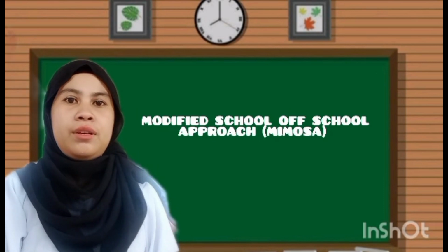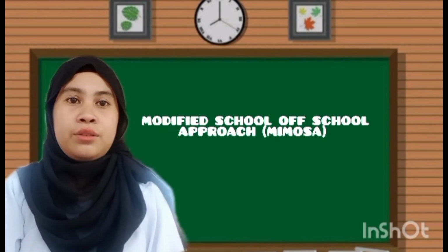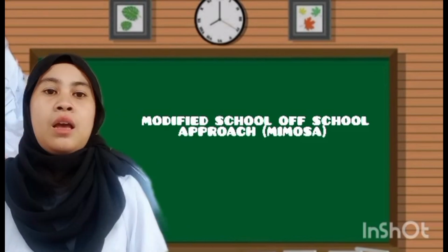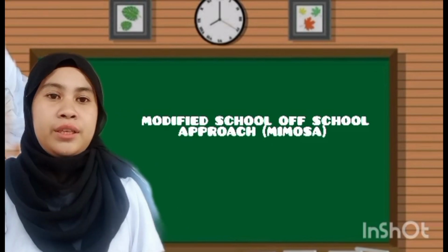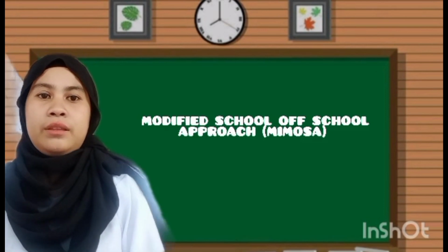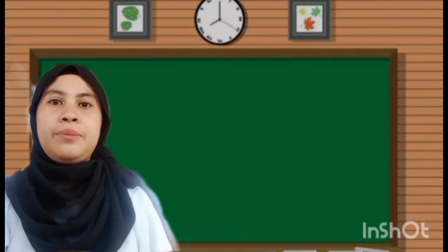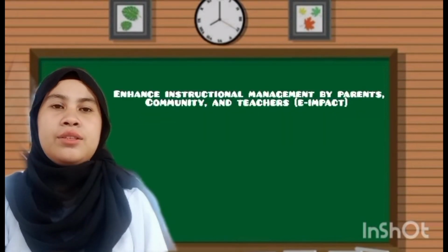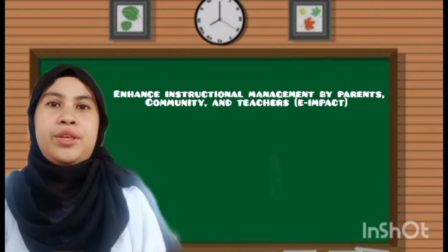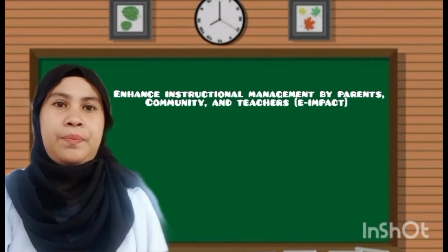This program addresses overcrowding and teacher shortages by splitting classes into two. One will learn traditionally and the other will learn independently or with a facilitator, then rotating. Letter B, we have Enhanced Instructional Management by Parents, Community, and Teachers, also known as e-IMPACT.